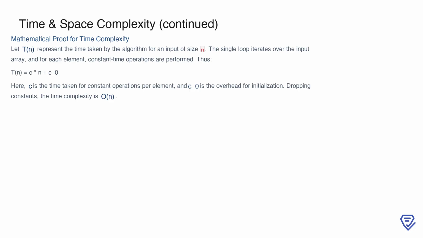This can be expressed as T(n) = c * n + c_0, where c represents the constant time for operations performed on each element, and c_0 accounts for any fixed overhead, such as initialization. Since constants do not affect the growth rate as n becomes large, we drop them, leaving T(n) = O(n). This confirms that the time complexity of the algorithm is indeed linear in relation to the size of the input.